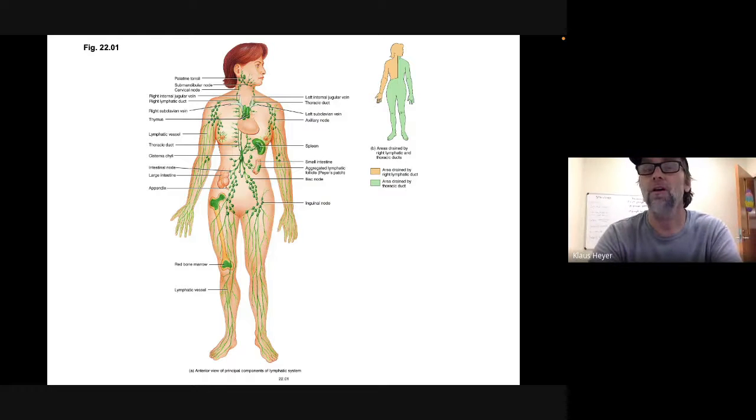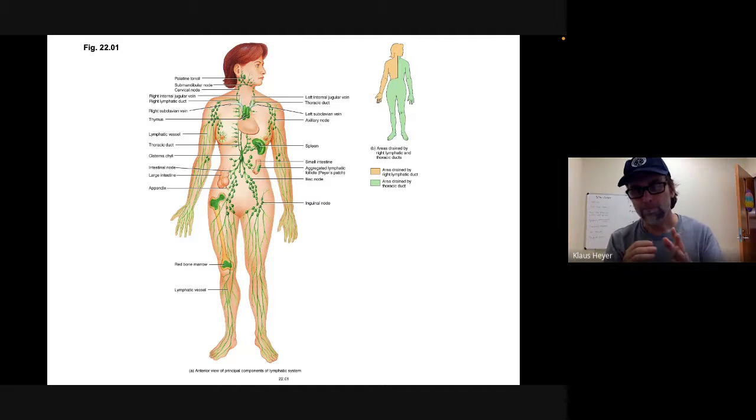Right? And so what they are is they're kind of like alarm systems. If you get something in your body, when it goes through the lymph node, it's going to notice that it's a piece of bacteria or something, and it's going to trigger the lymphatics. It's going to trigger the immune system.